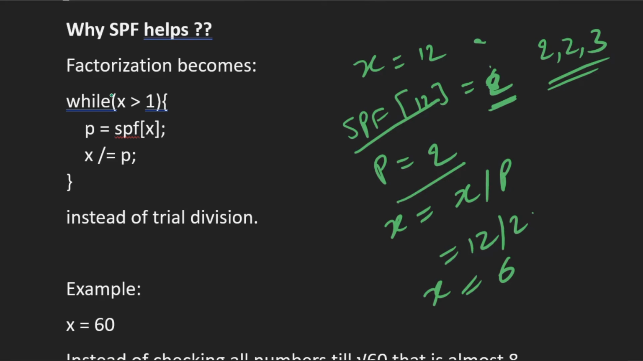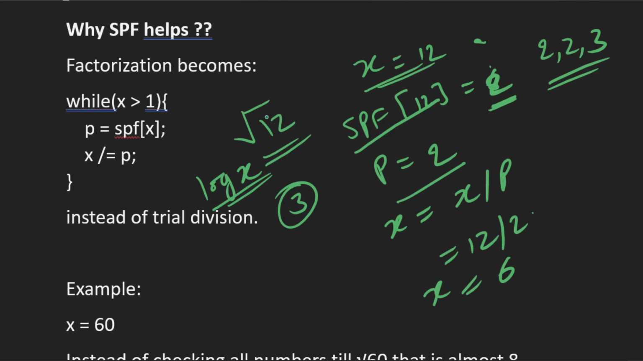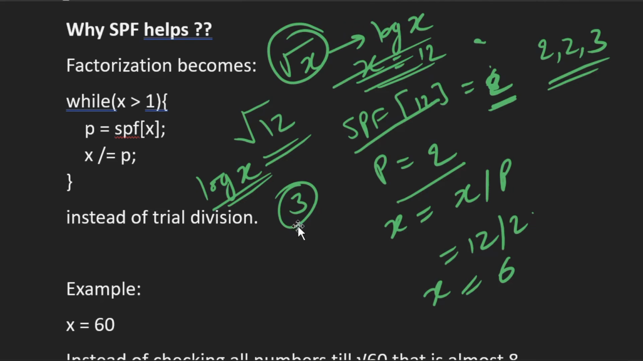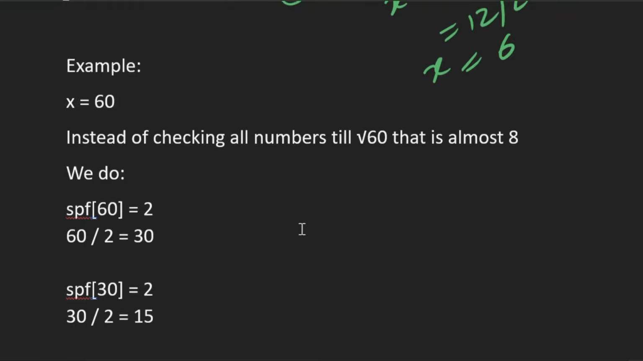See, earlier if we used the normal method, the time complexity would be under root of 12. But now we have done it in 3 steps, which is log of x, right? So earlier the time complexity of naive factorization is root x, and now this is log of x. So let's see how it works.